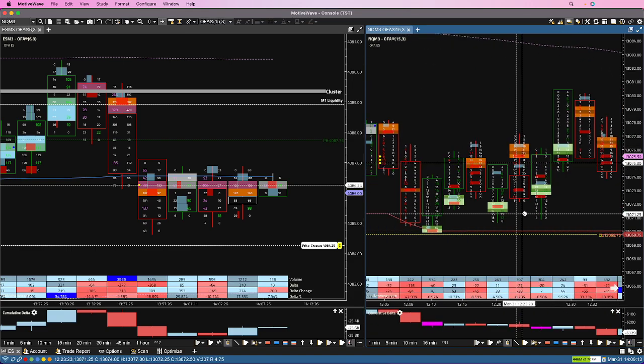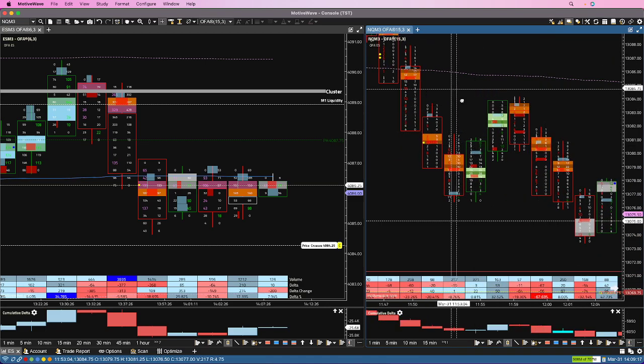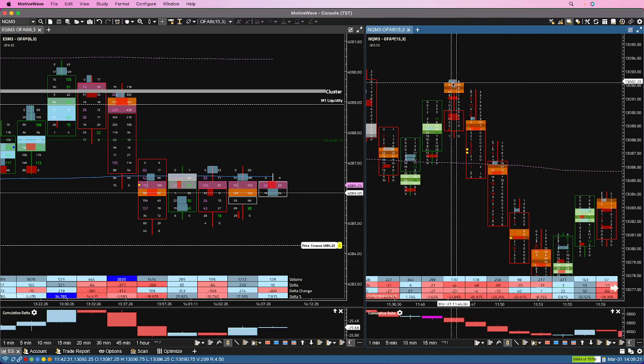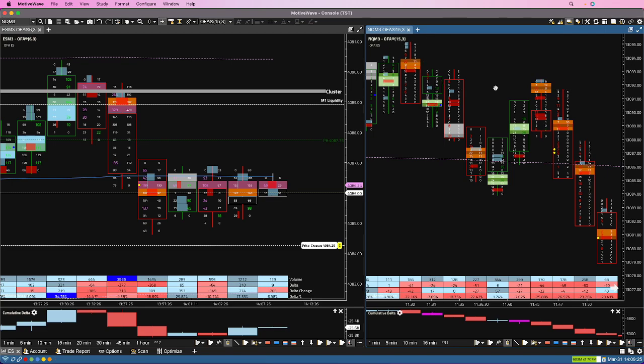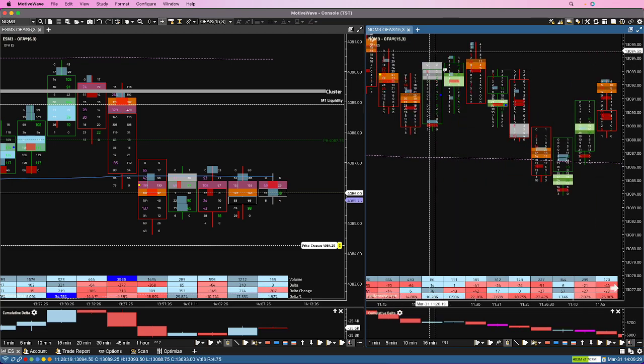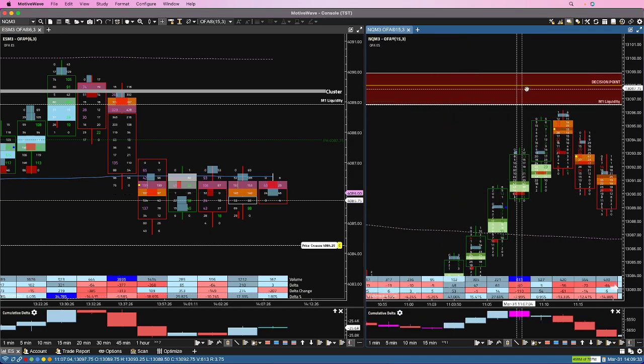Okay, let me give you another example. There are so many examples. There is a very frequent setup, like here for example. I don't know, to be honest, if this is a good zone, but looking at how price reacted, this is the zone.